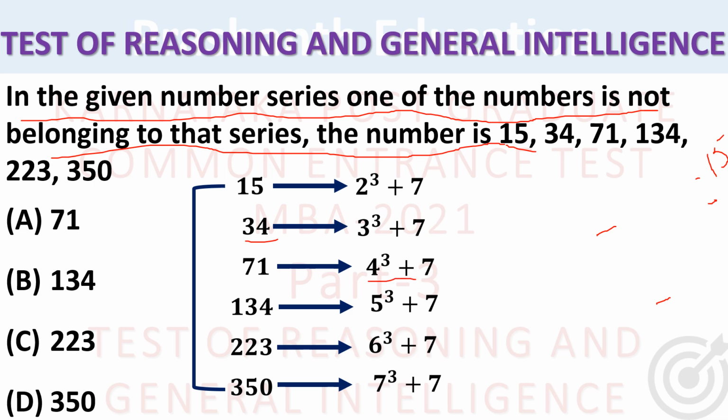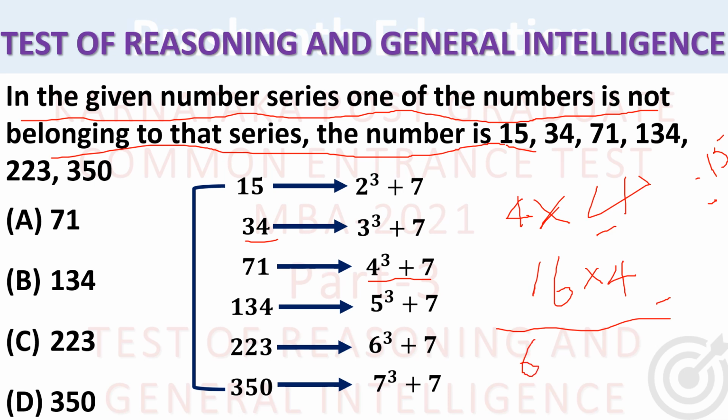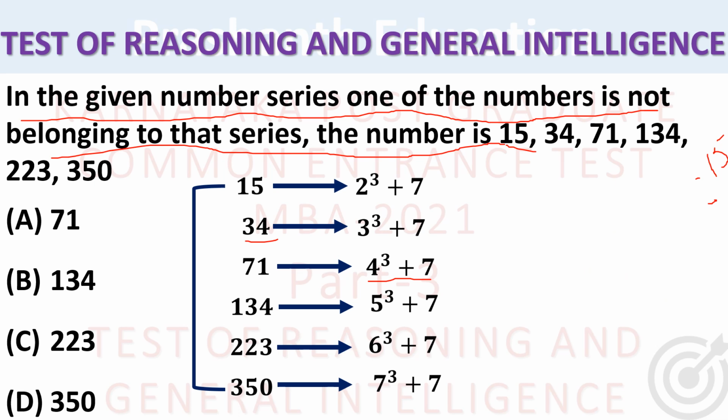Now let's look at this 4 cube. 4 4s are 16. Okay, 16 into 4, 40, 50, 60, 64 plus 7 is 71. So 71 is there. So that one is not an issue. 71 exactly is coming. So if you find multiplication difficult, use the tricks.